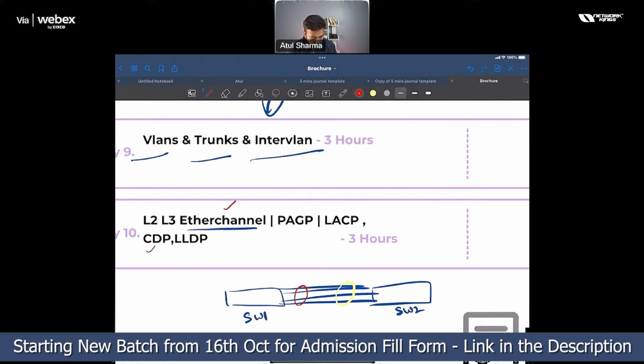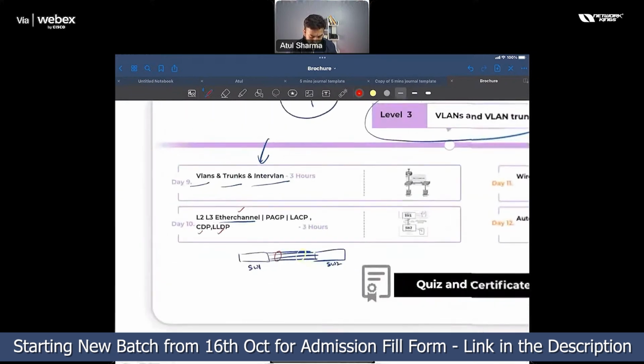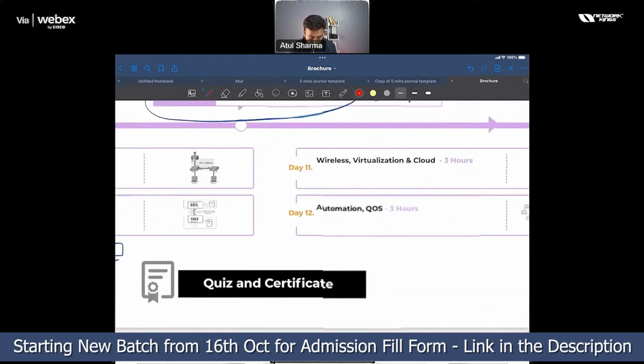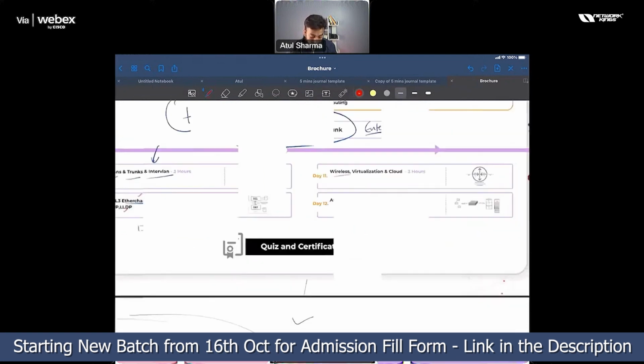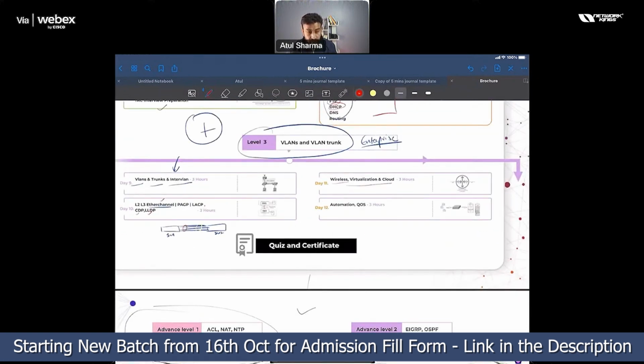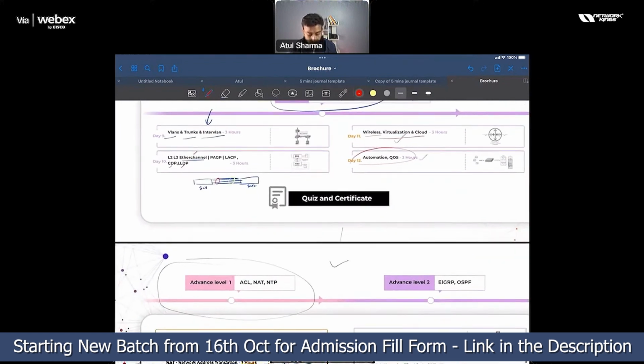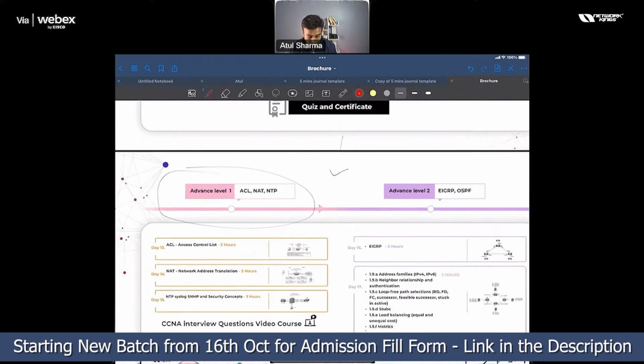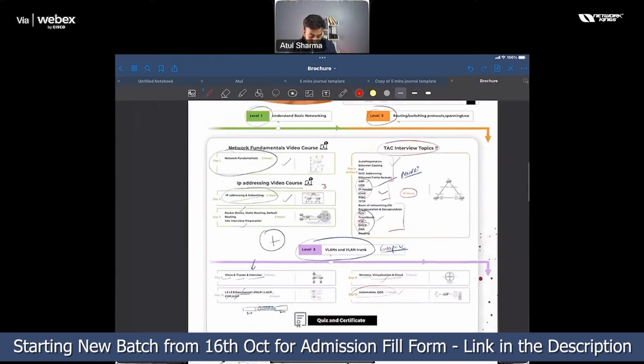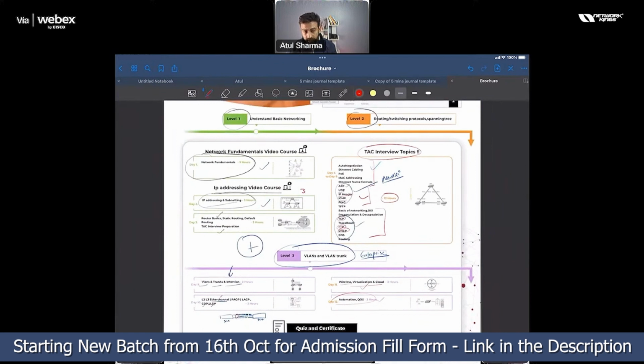CDP and LLDP are neighbor discovery protocols, and we are going to learn about wireless. We will also discuss virtualization, cloud, automation, cost. A few topics are just an overview, not in too much detail, but good enough that you can give answers in an interview. Here you cover three levels: level 1, level 2, level 3, and you will be fully ready with the basics.